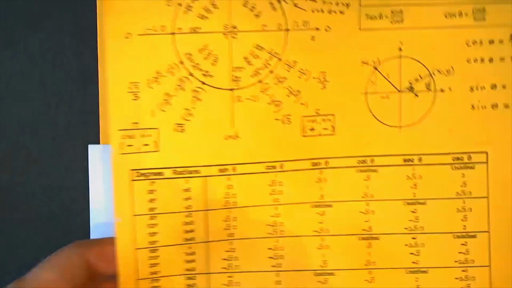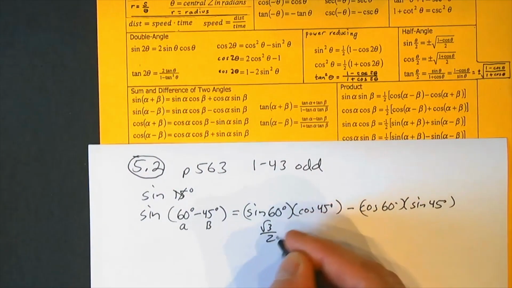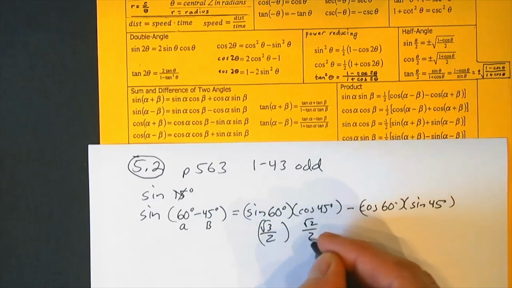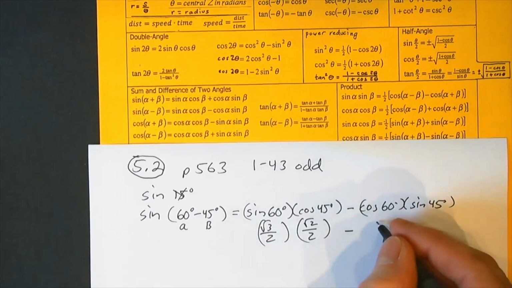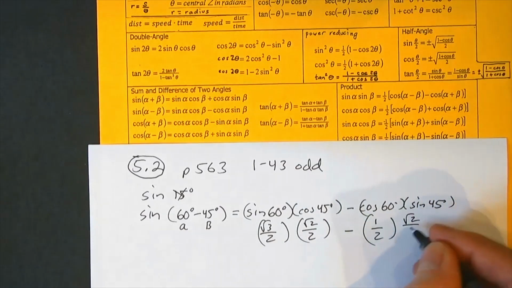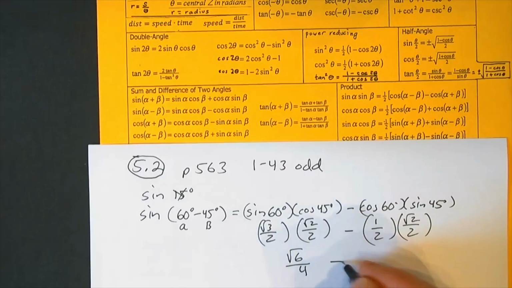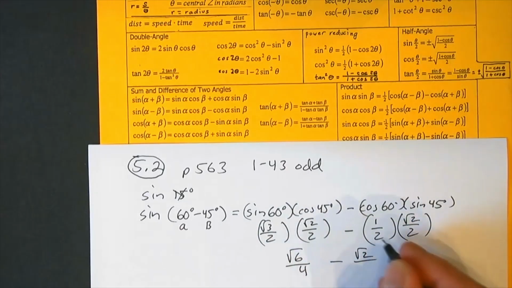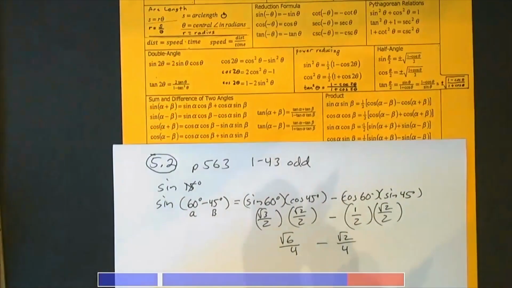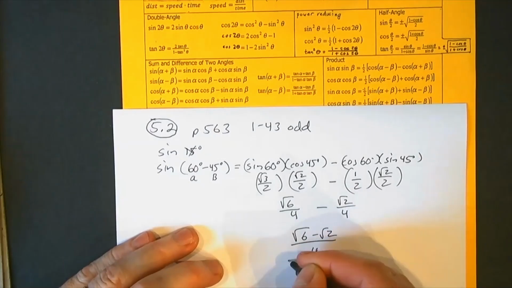Then I could look these up in my chart, or maybe I had them memorized. Sine of 60 is radical 3 over 2. Cosine of 45 is radical 2 over 2. Cosine of 60 is 1/2, and sine of 45 is radical 2 over 2. Then I could go, okay, radical 3 times radical 2, that's radical 6, and 2 times 2 is 4. 1 times radical 2 is radical 2, and 2 times 2 is 4. We have a common denominator, so I could call this radical 6 minus radical 2 over 4.